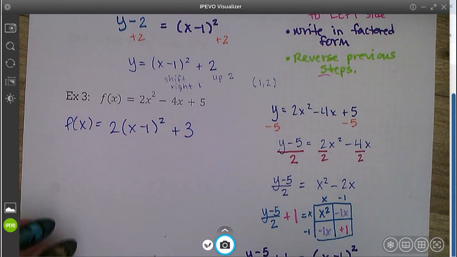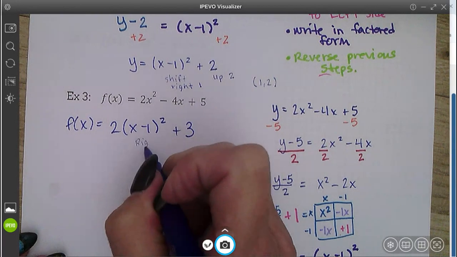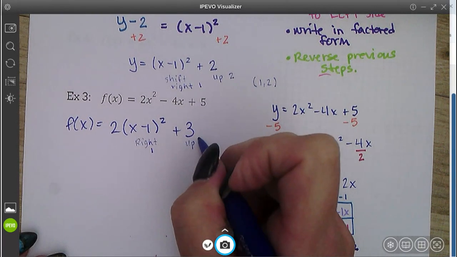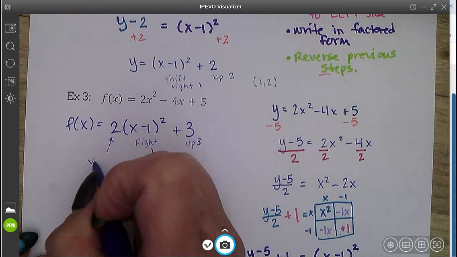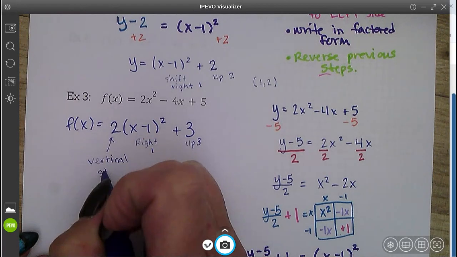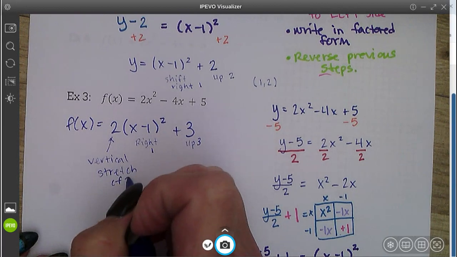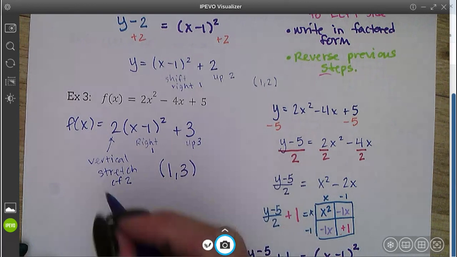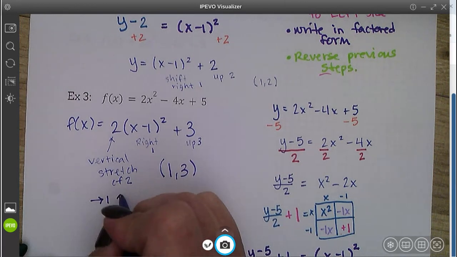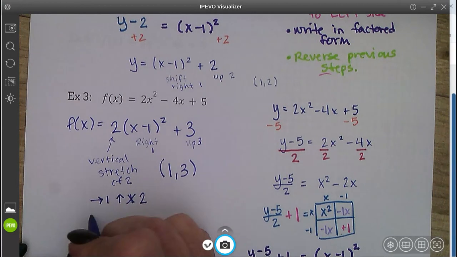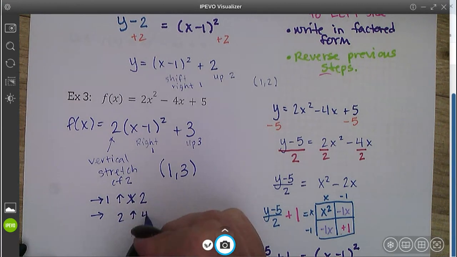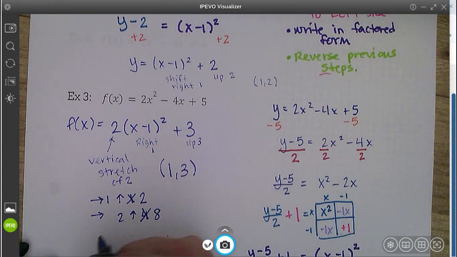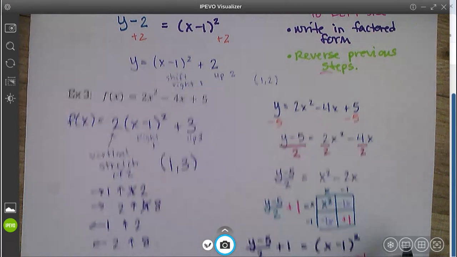So that is going to give me a shift right 1, up 3. This is a vertical stretch of 2. So the vertex would be at 1, 3, and the pattern would be over 1, up, instead of 1, go up 2. Over 2, up, instead of 4, up 8. And then left 1, up the same as we did, and left 2, up the same as we just did.